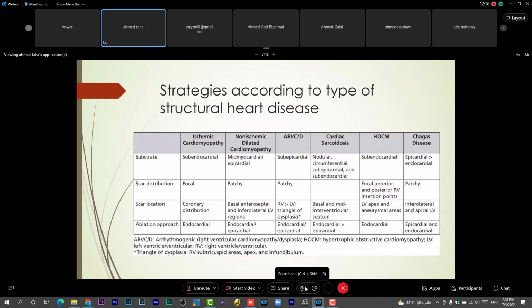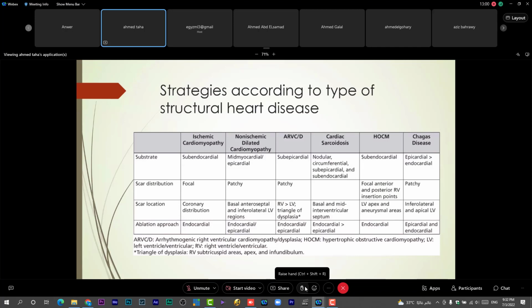For example, ischemic cardiomyopathy, most probably it's subendocardial, as Dr. Nuruddin mentioned, and the distribution is mostly focal according to the territory of the artery itself, and most probably we use endocardial ablation, later sometimes epicardial. Non-ischemic cardiomyopathy, most probably it's mid-myocardial or epicardial, and scar distribution is patchy, so you will need much more mapping of the heart to get the best option, especially as the site is basal anteroseptal or infralateral LV region, especially near the mitral annulus. And all the time you will need endocardial from the start, then add epicardial according to the results.